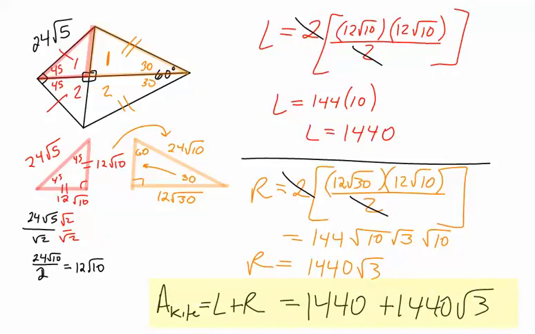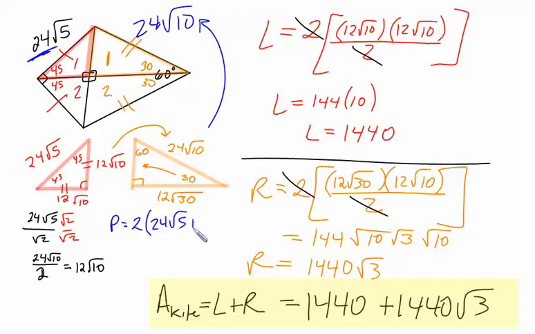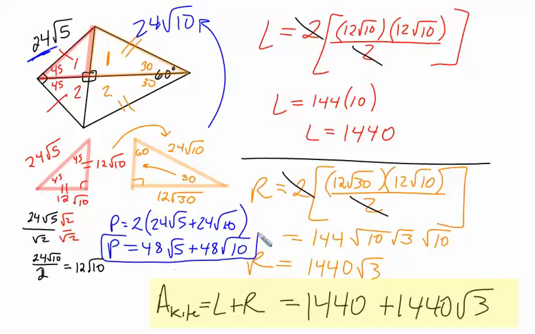The perimeter is going to be pretty quick and easy. We had 24 radical 5 on the left. We have 24 radical 10 on the right from what we found earlier. So the perimeter is just going to be double 24 square root of 5 plus 24 square root of 10. And ultimately then our perimeter would be 48 radical 5 plus 48 radical 10. That would be our final answer for the perimeter.